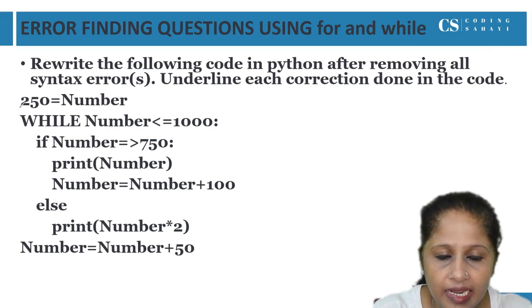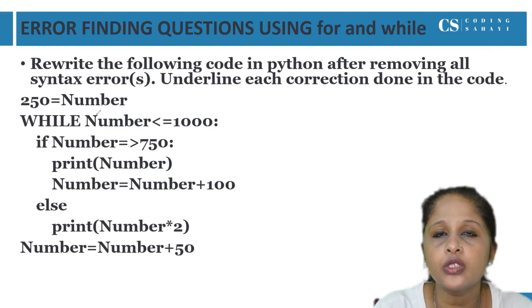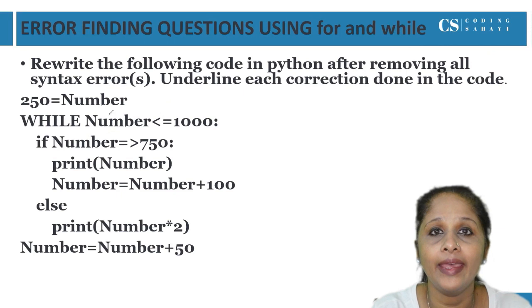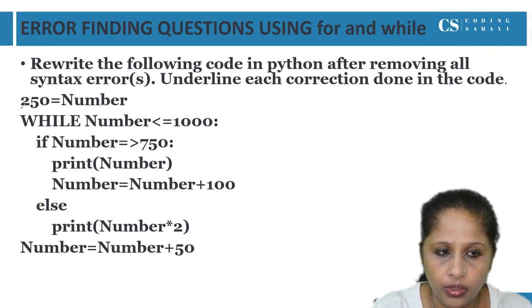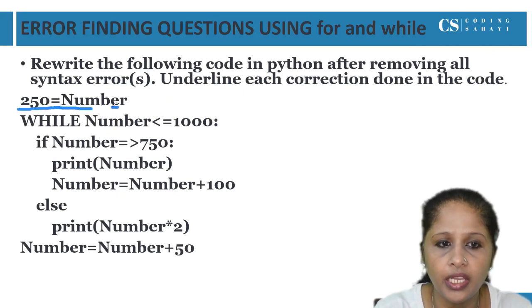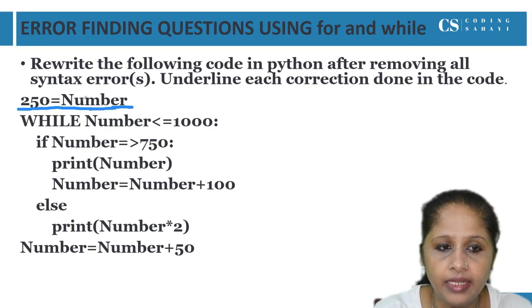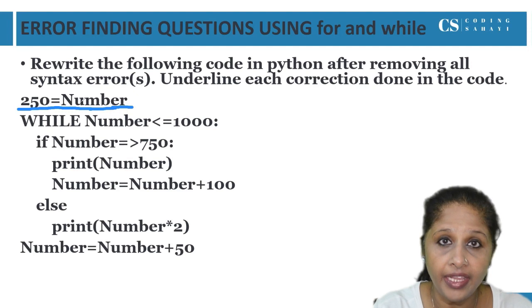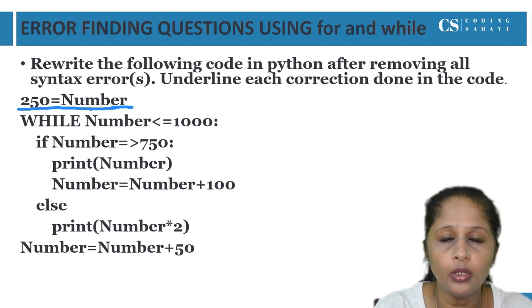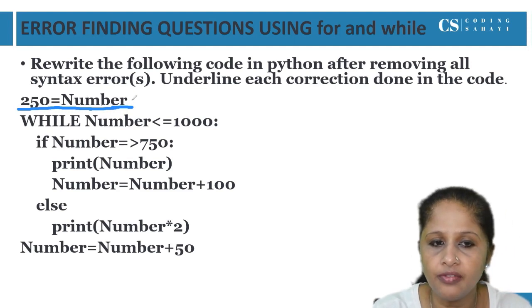Okay, so in the first line it is 250 equal to number. Is there any error in this line? Yes. So this is the first error, that is you cannot write assignment like this. Every time we write the assignment as the variable on the left side equal to then the value. So this is the first error.